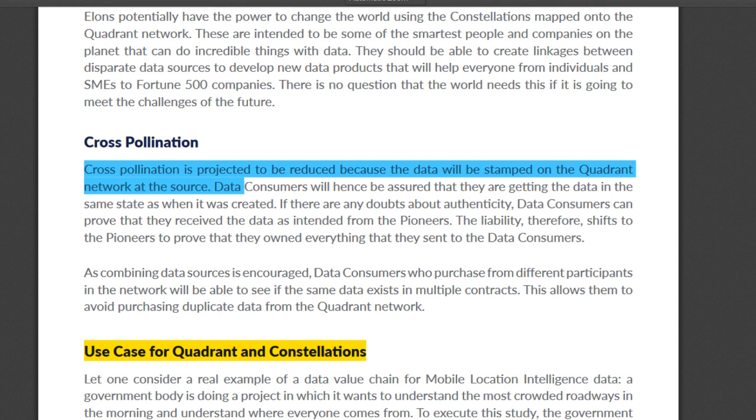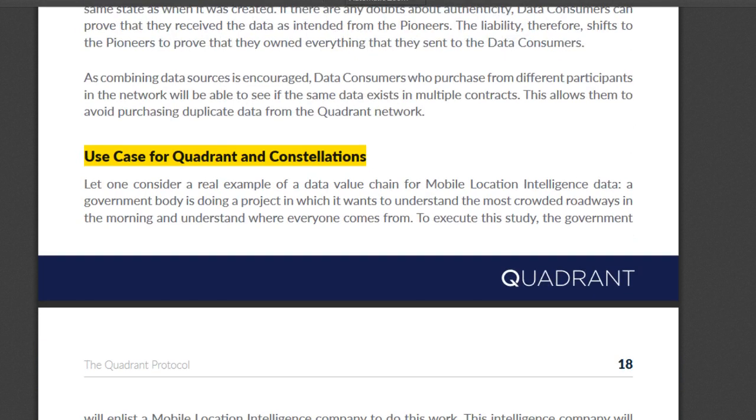If you're an end user, a data consumer, you can be sure that when you're purchasing a set of data, you can confirm that it's not the same set of data you got yesterday. All right, then we have a use case. This is another example of how Quadrant can be used.